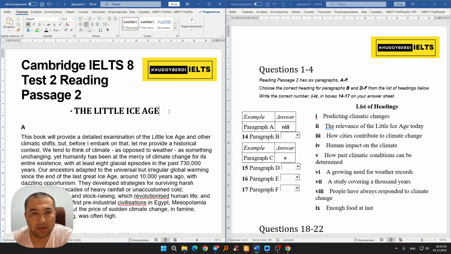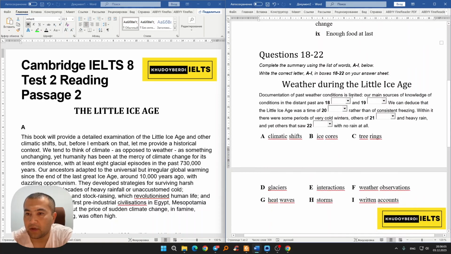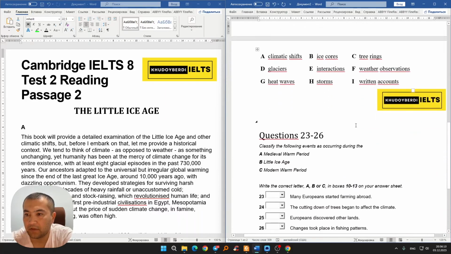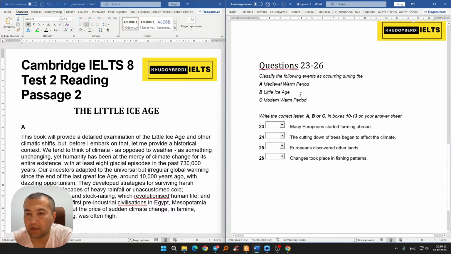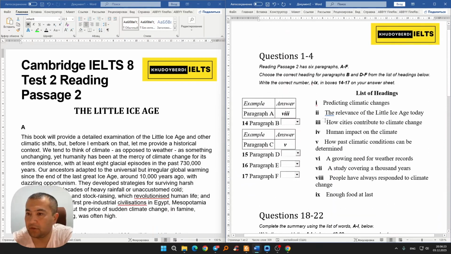We're gonna be doing Cambridge IELTS 8 test 2 reading passage 2. The passage is about the Little Ice Age, and if you have already figured out the first type of questions, the list of headings, the next one is about summary completion by using the words, and the next one is about matching names, classifying names.